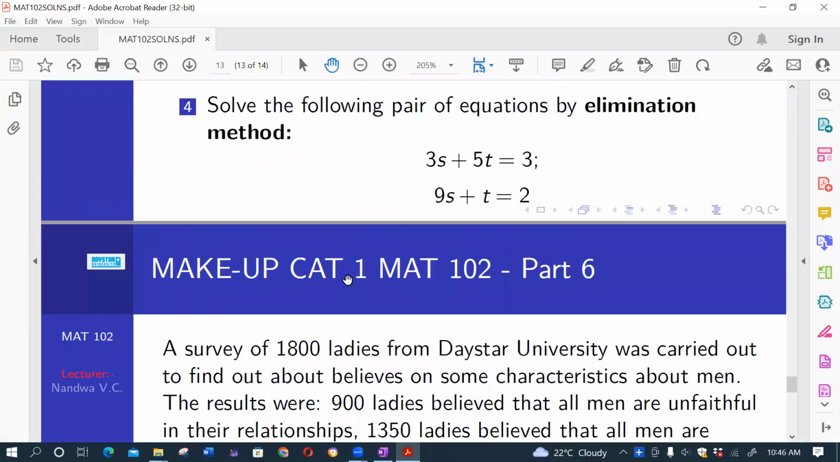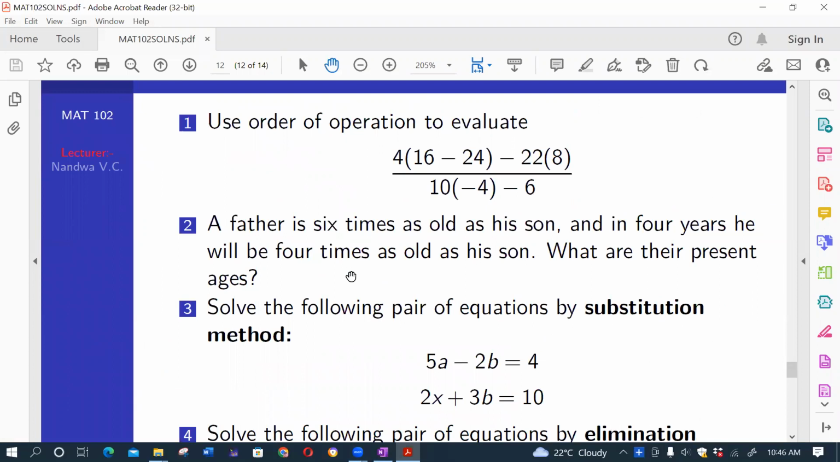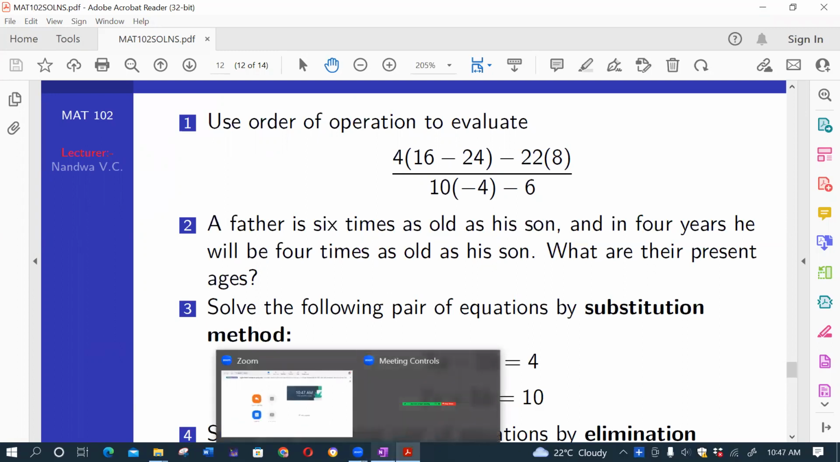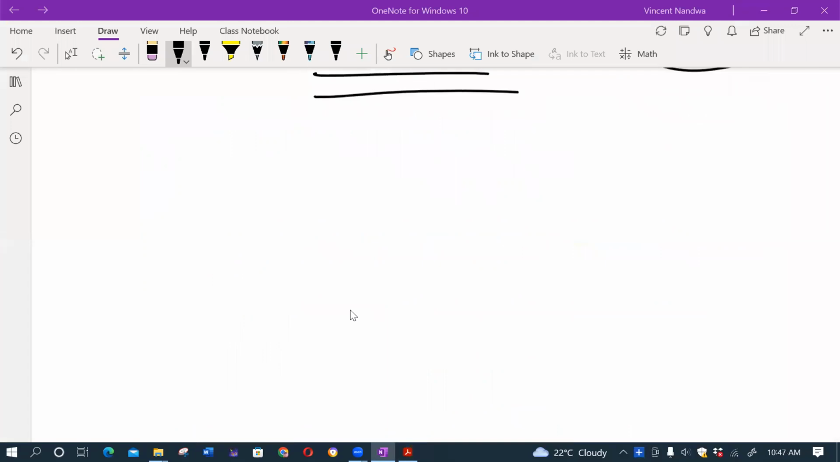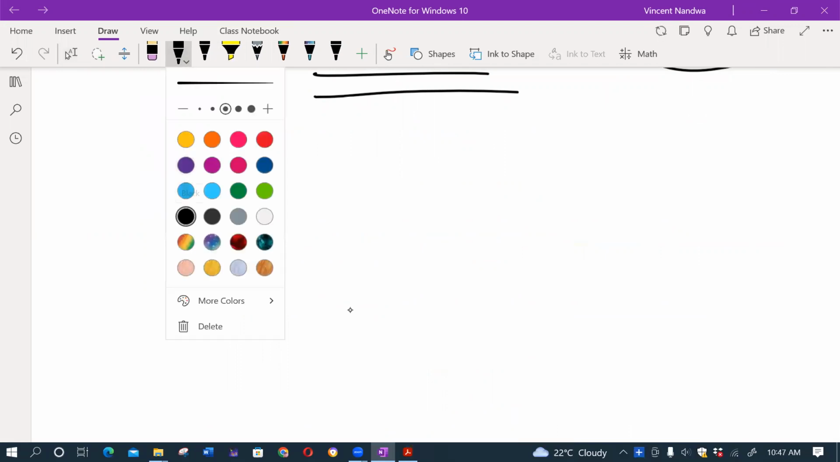Then the next question is, a father is 6 times as old as his son, and in 4 years' time, he will be 4 times as old as his son. What are their present ages? Now, these are common sense problems. So the answers you get must make sense, so that the age of the father must always be more than the age of the son. If you find that the age of the son is more than the age of the father, then know that you are contradicting the obvious.